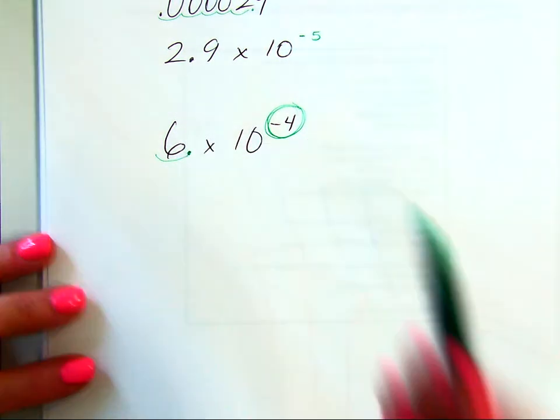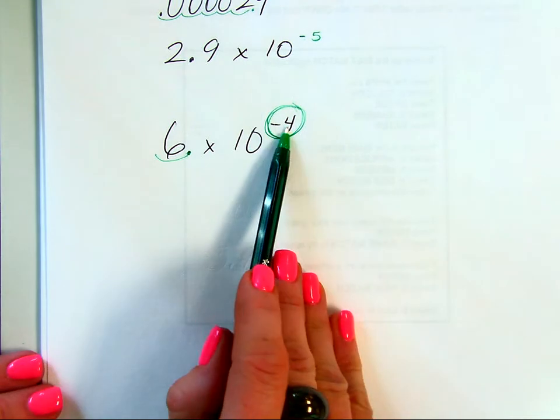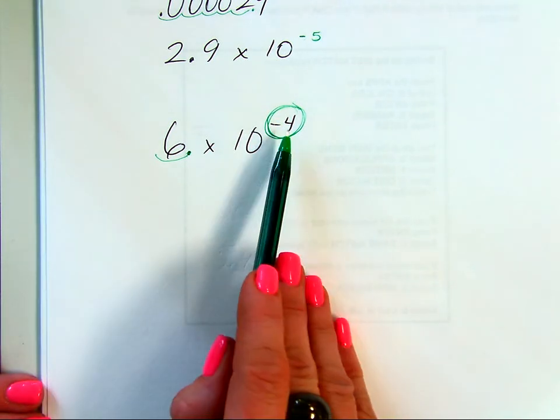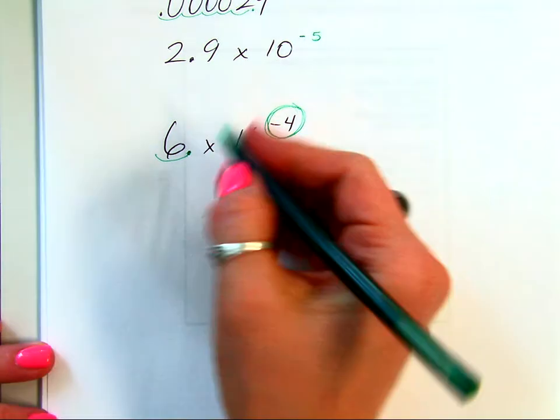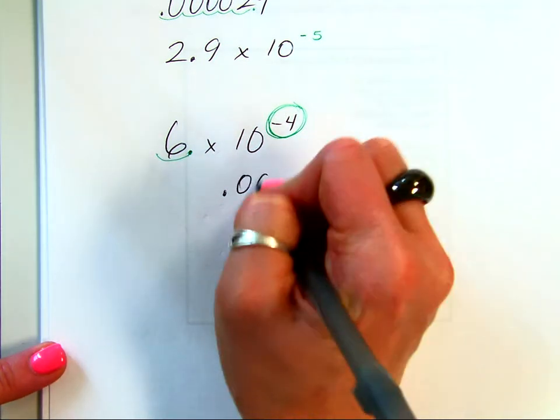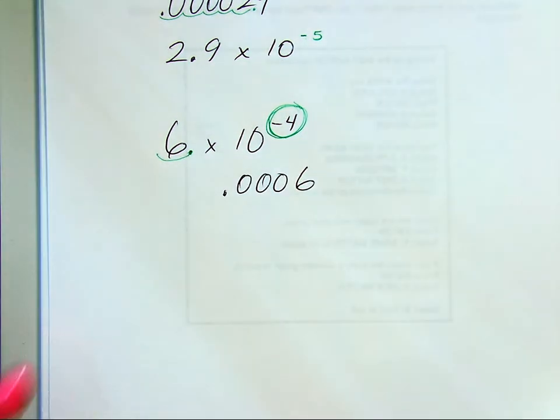Now here's what's so important. This does not tell you the number of zeros to put, right? It tells you the number of places to move it. So I'm only putting 3 zeros because I already had it moved one spot. 1, 2, 3, 4. That's my answer.